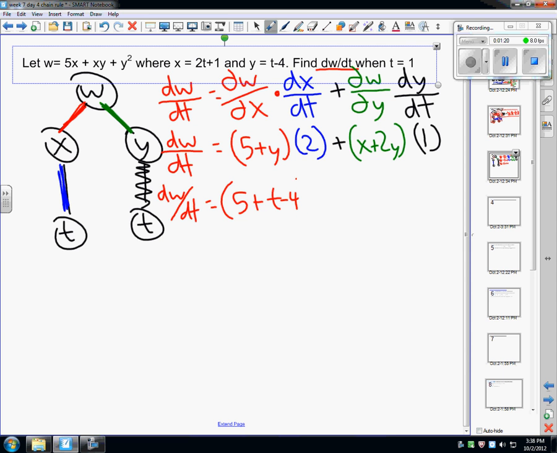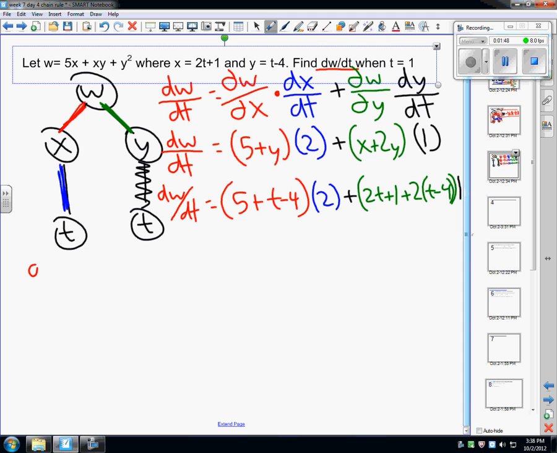So y is t minus 4. 2 is just 2, so that stays the same. Plus, now this one's a little bit bigger. My x is 2t plus 1, plus 2 of my y's, and my y's are t minus 4's. And if I can fit it on the side here, I still have the 1. So at least these are all in terms of t now.